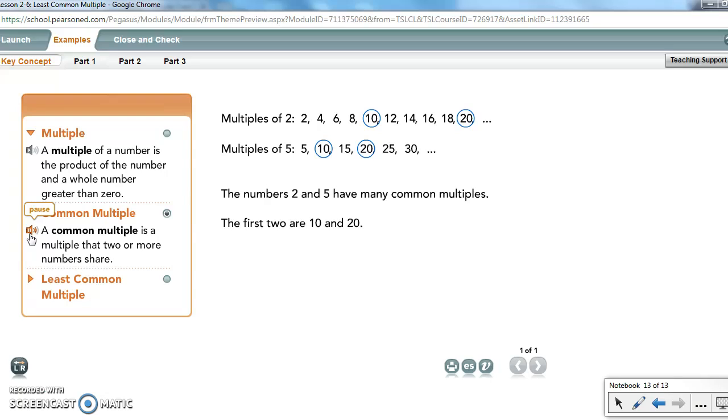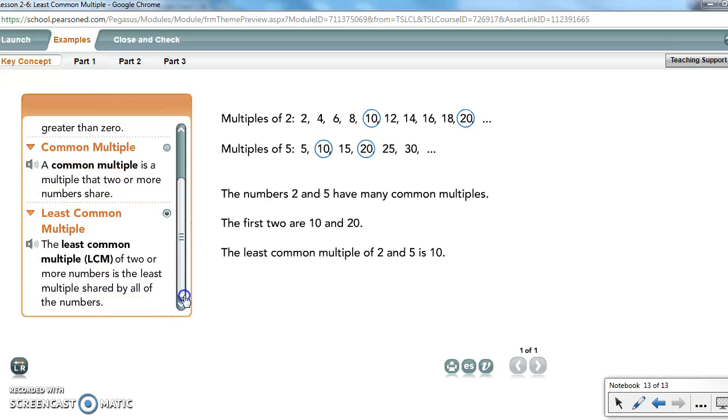A common multiple is a multiple that 2 or more numbers share. The least common multiple of 2 and 5 is 10. The least common multiple of 2 or more numbers is the least multiple shared by all of the numbers. On to part 1.